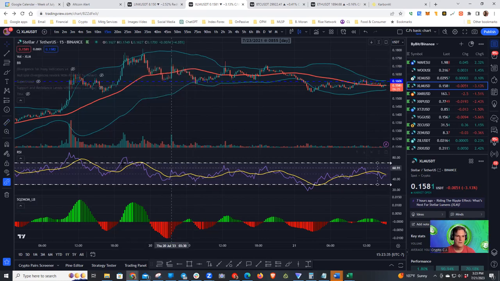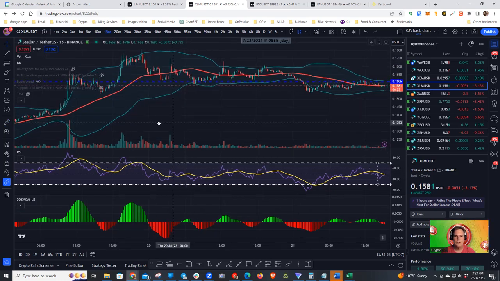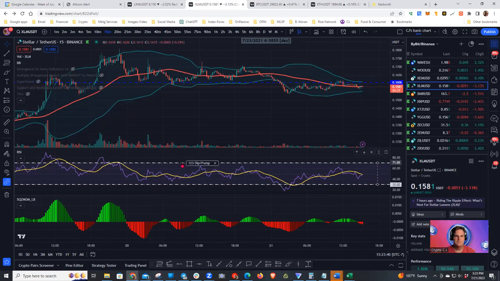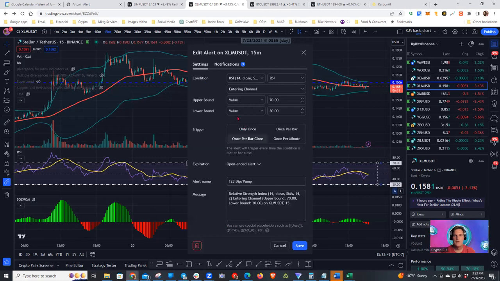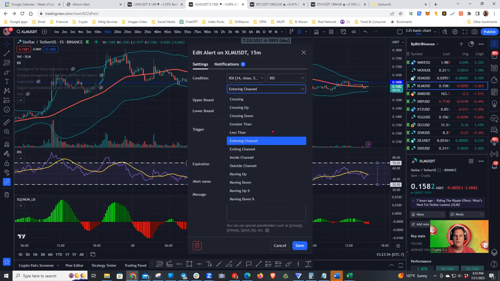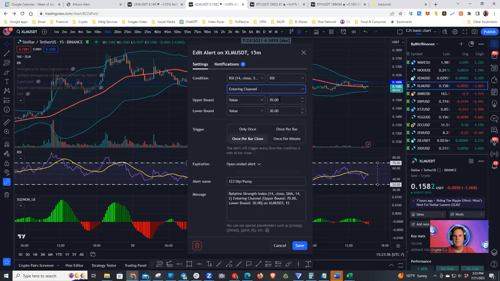So these look really good. I've already got this alert set up. If you want to trade both directions, I'll just go ahead and pretend to edit this and show it to you. I'm going to use the entering channel function. That's this one down here. I'm going to set up a 70 at the top, 30 on the bottom, once per bar close. So whenever it goes above the 70 and then comes back down, that's entering the channel, I'll get alerts. Whenever it drops below the 30 and comes back up, that'll also give me an alert.